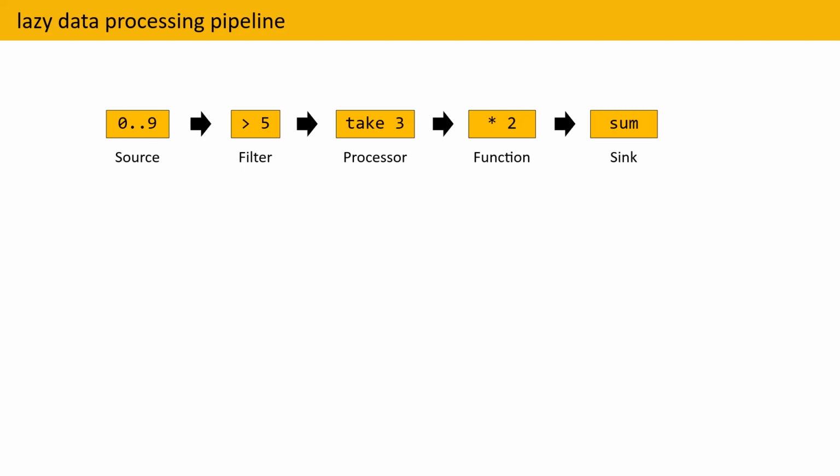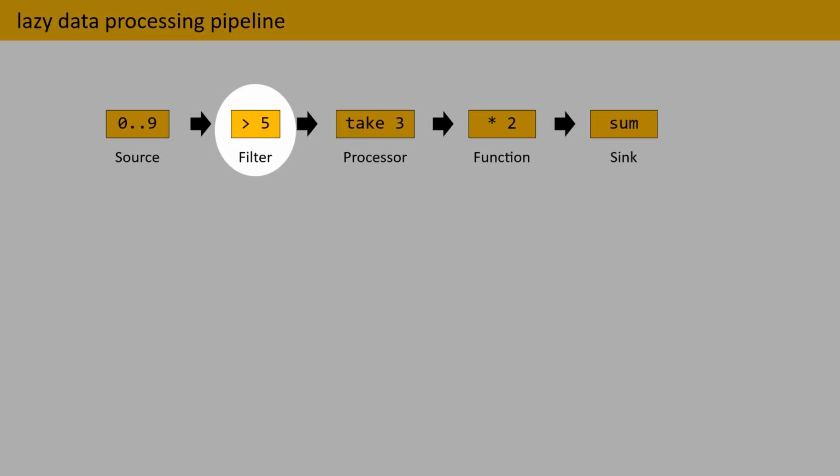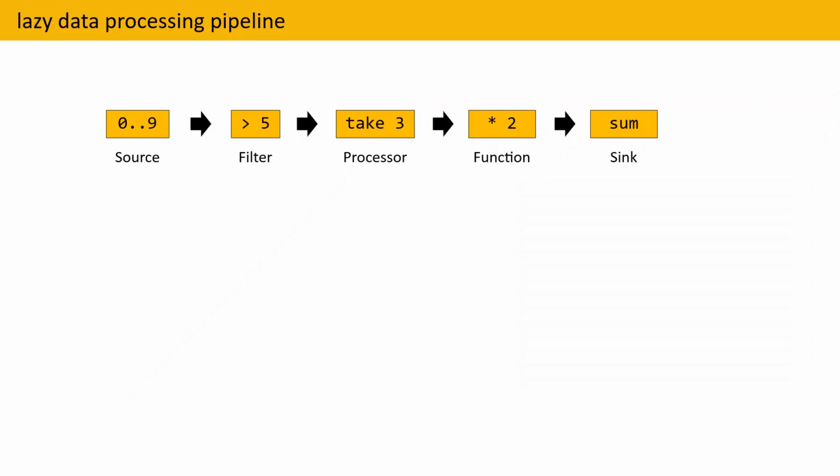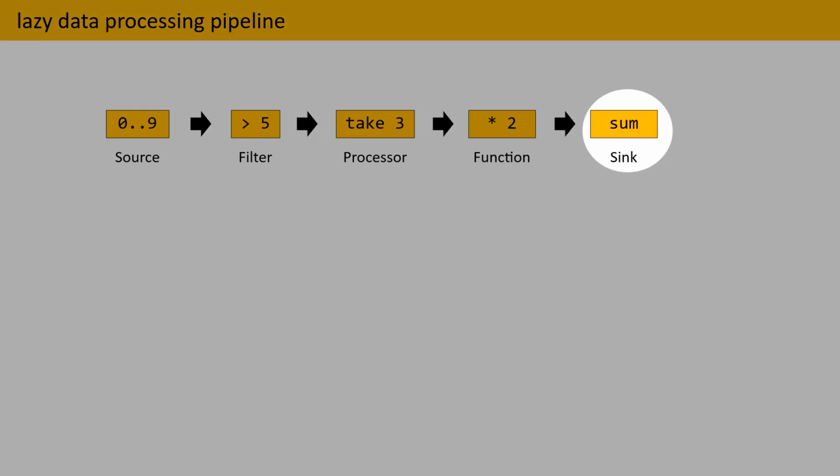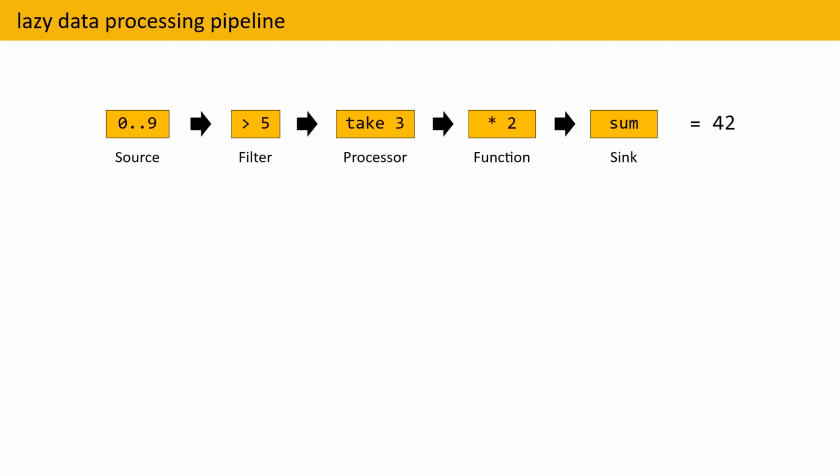So, in this example, the source produces numbers from 0 to 9. We filter those numbers for numbers greater than 5 and take the first 3, which gives us 6, 7 and 8. After multiplying each element with 2 and summing all up, the result is 42. The most important aspect of data pipelines is that they are lazy, meaning data is generated and processed on demand. In Python, this can be achieved by using iterators and generators.